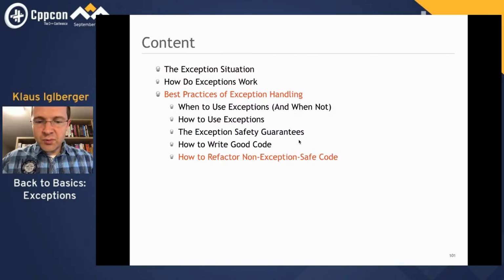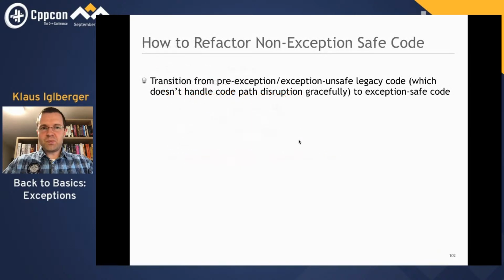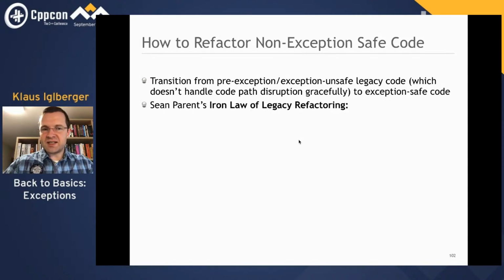Now, there is perhaps one more piece of information that I want to give you, something that I also deal with in my training classes: how to refactor code that just isn't there yet. How can I get to code that is exception safe, that is beautiful to use? What do you have to do? Well, basically, we are now talking about the transition from pre-exception safe to exception safe code. So we're dealing with code that cannot really deal with exceptions at this point.